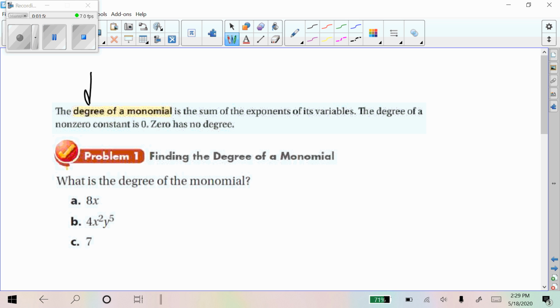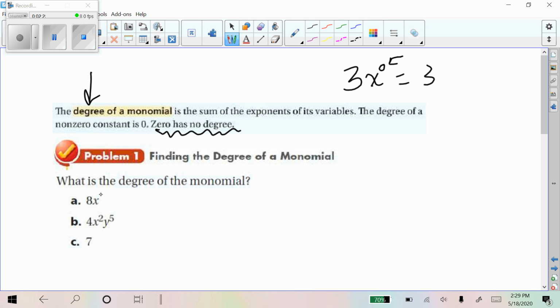One thing we can talk about is the degree of a monomial. To find that, just add up the exponents. Now, if you have a whole number like 3, you can think of the exponent as being the 0 power, because anything to the 0 power is just 1. So that's equal to 3. So the degree is 0 when it's a constant. Okay, and 0 has no degree.